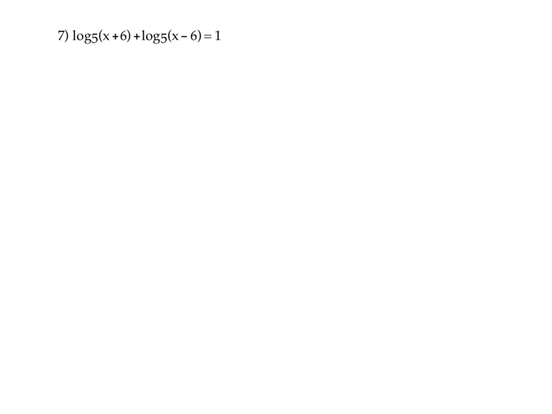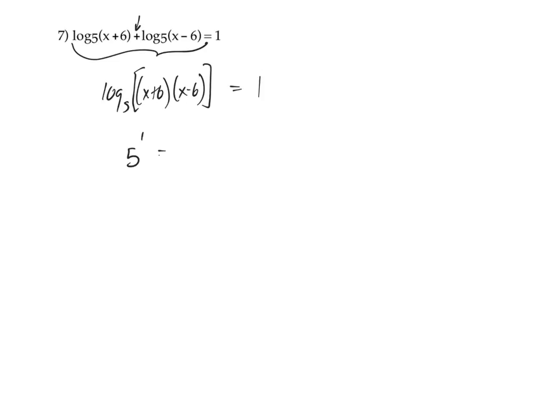Next question. Ooh, another one. Here's 2. Let's squish them together using the product law. So it'd be log base 5 of x plus 6 times x minus 6. I'll maybe put that in square brackets because it's log base 5 of that whole thing is equal to 1. Product law. Now change form, so it'll be 5 to the first is equal to this. I'm just going to FOIL that out in the same step. When you FOIL, it's a difference of squares, so it'll be x squared minus 36.